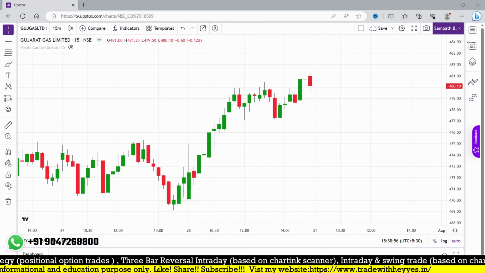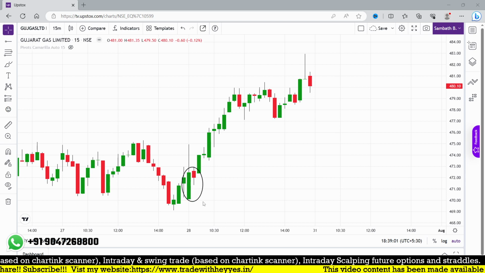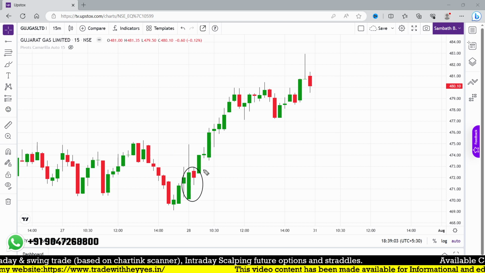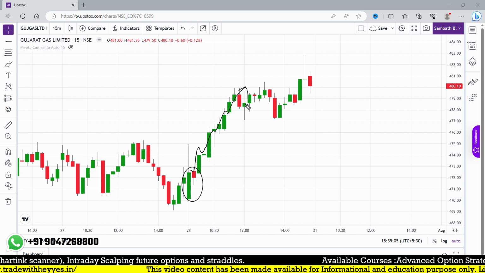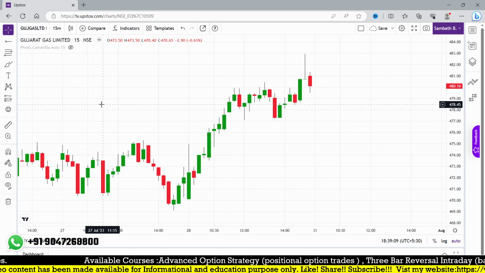Hello friends, look at this chart, Gujarat Gas today. From this first candle, the stock keeps on moving higher and makes the peak at the end of the day. And some more stocks like Bank of Baroda.